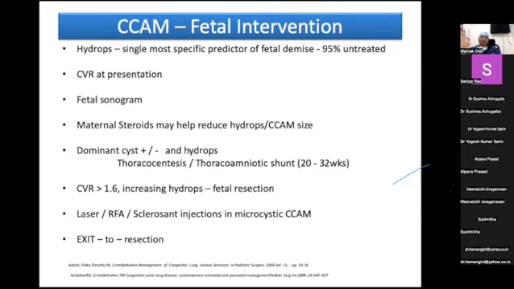So that seems to be crystallizing as one of the first line therapies for reducing fetal lesion size or reducing hydrops. Now, if there is a dominant cyst with or without hydrops, the option is a single shot thoracocentesis, an ultrasound guided needle aspiration, or placing a thoracoamniotic shunt. But these are generally done in fetuses between 20 to 32 weeks. An intervention too early, before 20 weeks, seems to have a significantly high risk of inducing thoracic wall abnormalities. Beyond 32 weeks doesn't seem to be helpful.